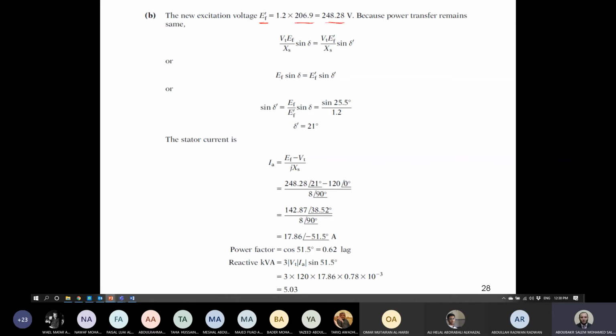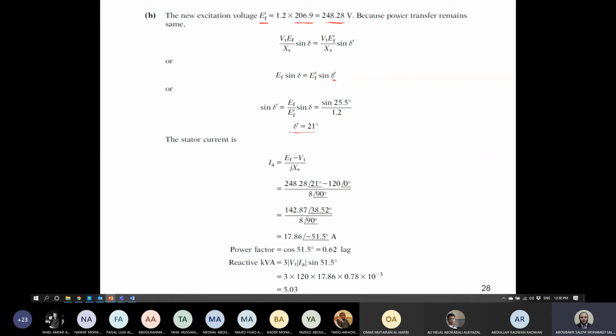So this is the value. EF is now increased. We expect, as we discussed, delta will decrease. We should substitute in the relation EF sine delta equals EF prime sine delta prime, and from here we can get the value of delta prime. As you can see, delta decreased to 21. It was 25.5, now decreased to 21.